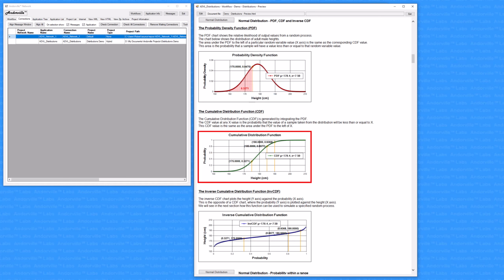The cumulative distribution function, or CDF, is generated by integrating the PDF. The CDF value at any x value is the probability that the value of a sample taken from the distribution will be less than or equal to x. This CDF value is the same as the area under the PDF to the left of x.